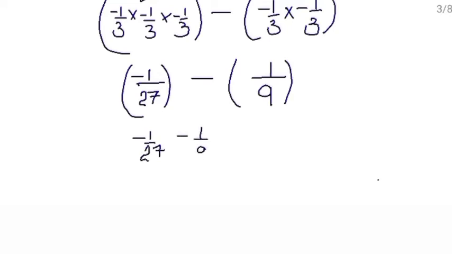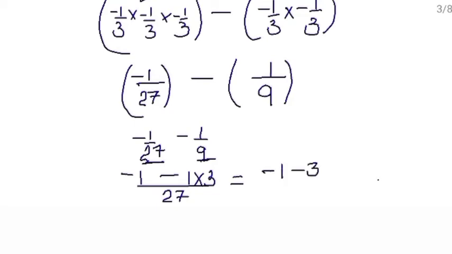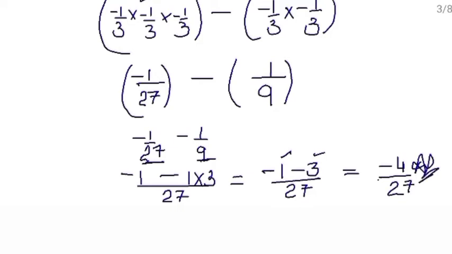Minus 1 upon 9. Denominators are different, so take the LCM of these denominators. It will be 27. 27 ones are 27, so no need to multiply the numerator by any number. 9 3s are 27, so multiply the numerator by 3. Simplify it: minus 1 minus 3 ones are 3 upon 27. Sign of both the numerals are same, so values will be added. 3 plus 1 is 4 and sign will be of greater numeral, which is minus. Denominator is 27. This is your answer.